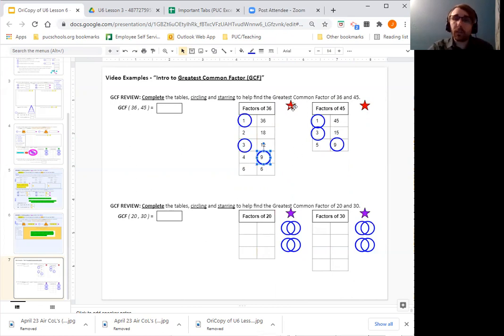And finally, we're looking for the greatest common factor. So of those 3 numbers that I circled, 1, 3, and 9, the biggest of those is 9, which means that 9 is the biggest number that 36 and 45 share as a factor. So I'm going to put 9 as my answer.